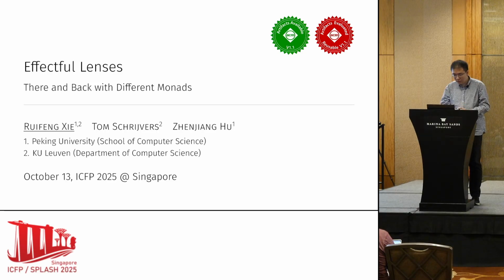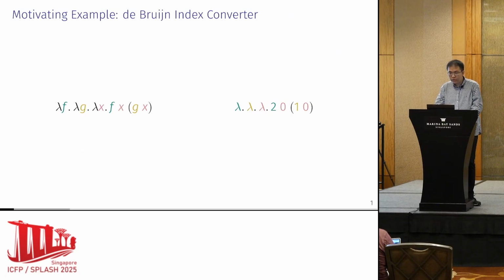So thank you. And I'll present my work, Effectful Lenses: There and Back with Different Monads. Let's start by considering a motivating example. We know that lambda expressions can be encoded either using variable names or using de Bruijn indices. These two representations are equivalent to each other, and you can convert between them freely. Here we consider the challenge of designing a bidirectional converter between the two representations.